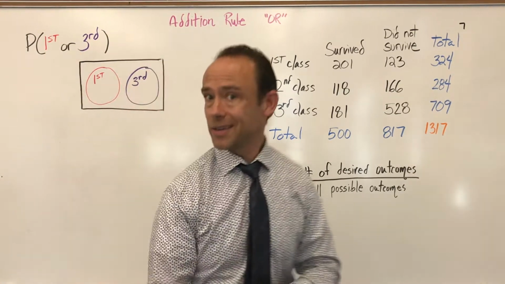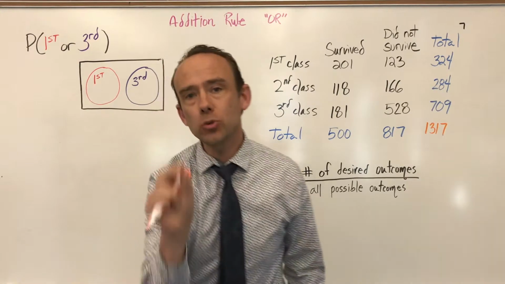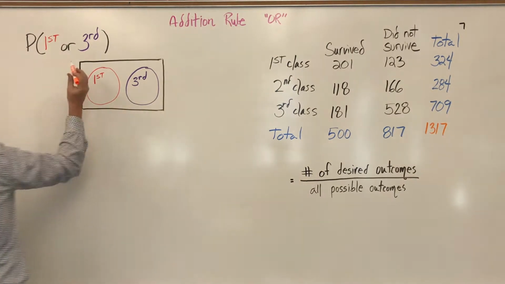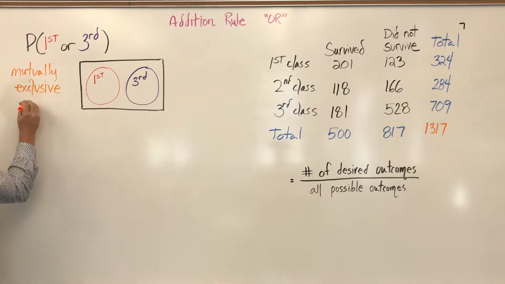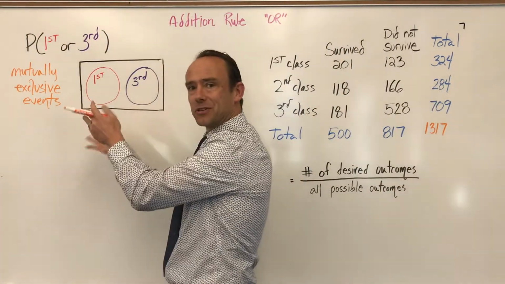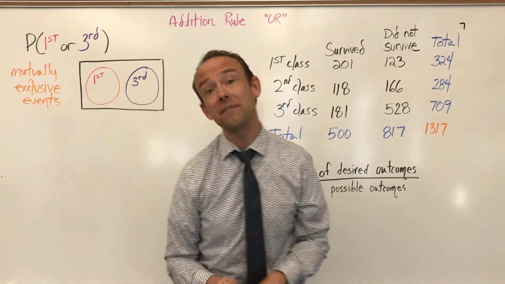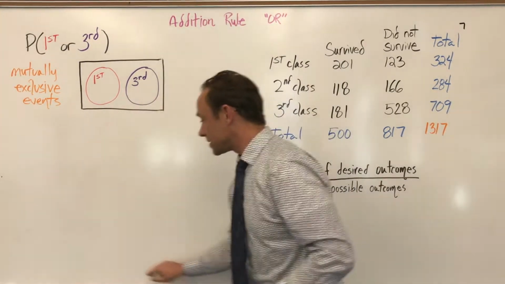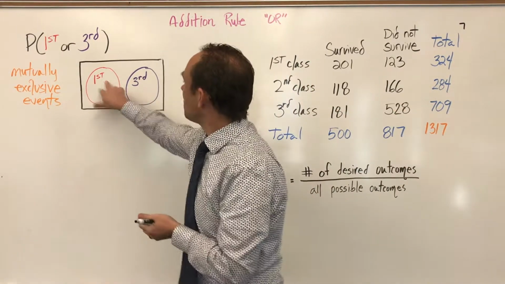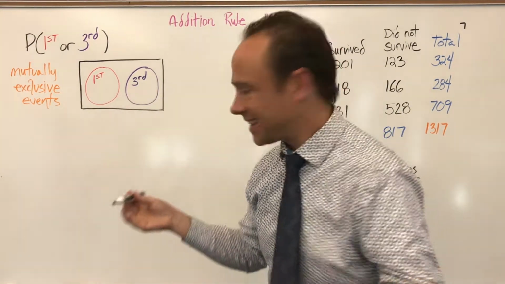So right away, you have to realize that in this case, these two events are mutually exclusive. So I'll write that somewhere here. So what that means is that you cannot be both. You can't be both in first class and also be in third class. You got to be in one or the other. There's no overlap in that Venn diagram. And when that happens, the rule for addition is all you got to do is add the probability of first class to the probability of third class. And you're done. So let's do it.